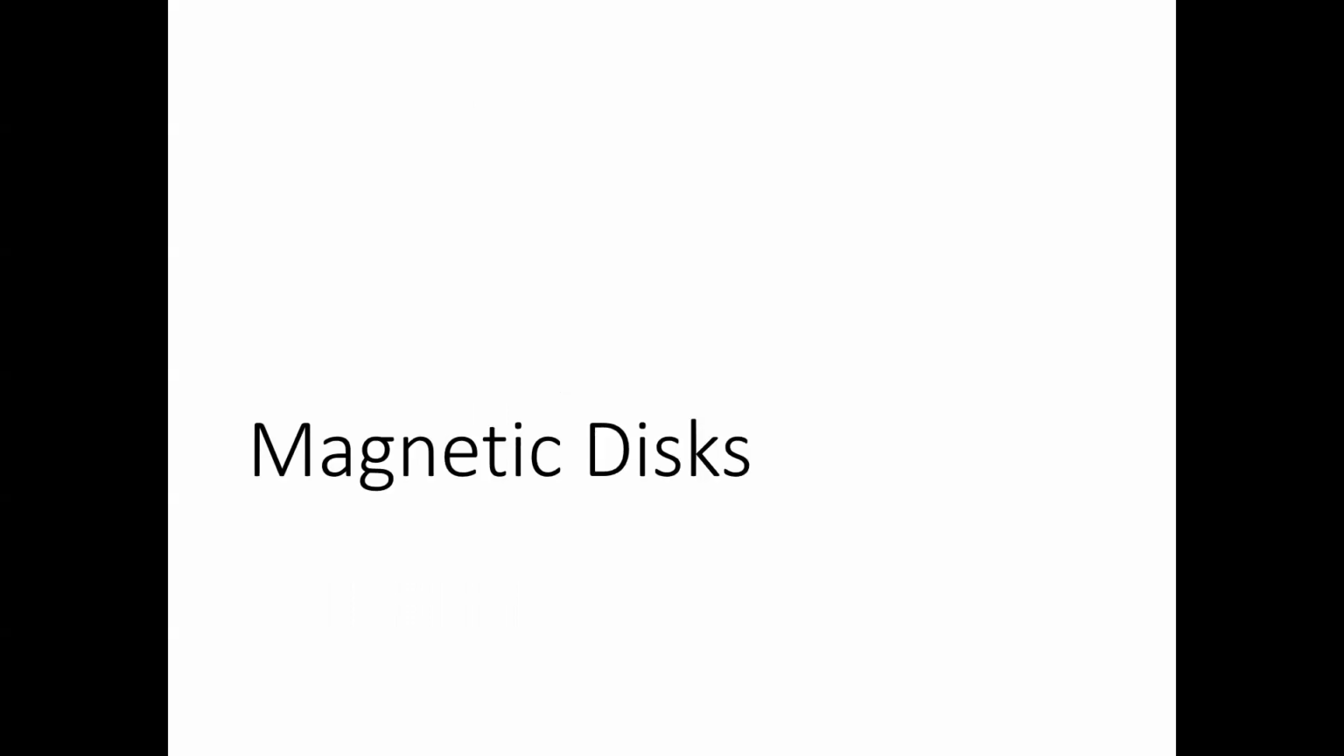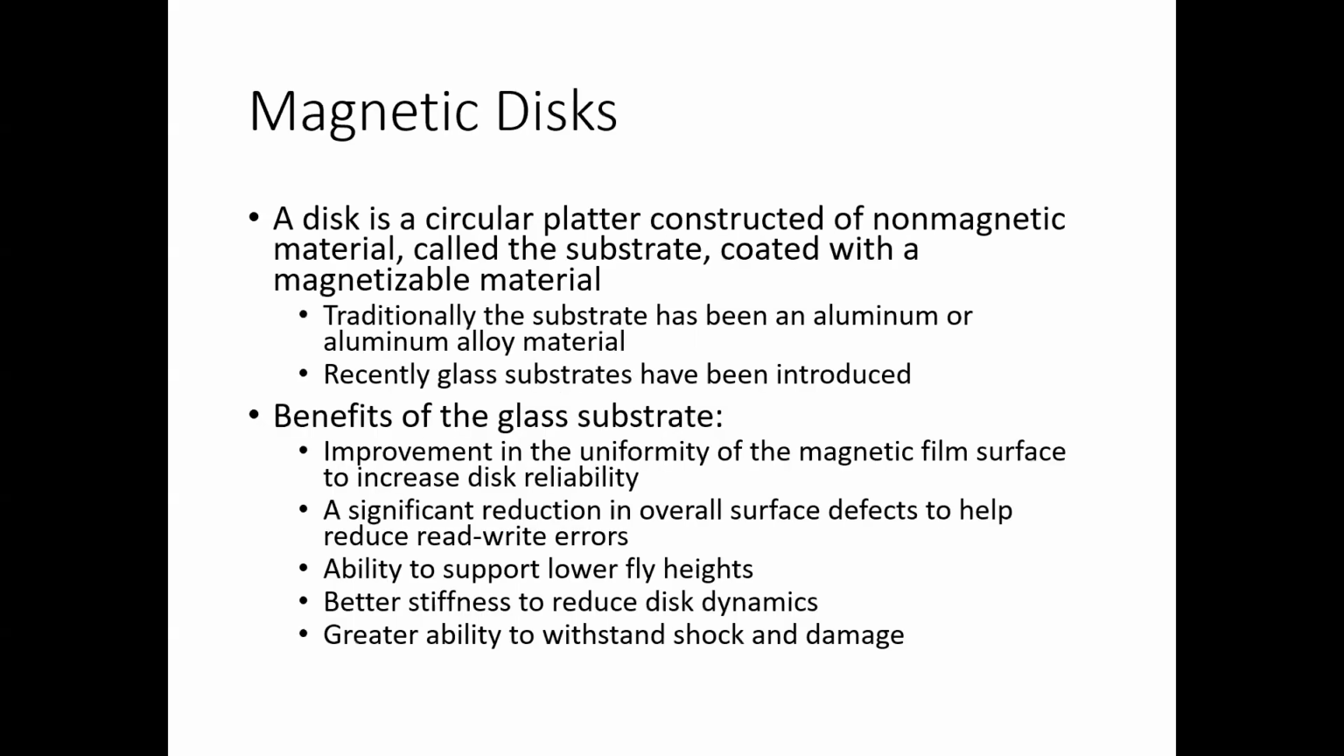So let's start out with magnetic disk because this is kind of the most common. And the disk is a circular platter, and it's constructed of non-magnetic material called a substrate, and then that gets coated with a magnetizable material so that you can store the zeros and ones on them. They've recently gone to glass substrates, and these improve the uniformity of the magnetic film surface and increase the reliability. You get fewer surface defects, and that produces fewer read-write errors.